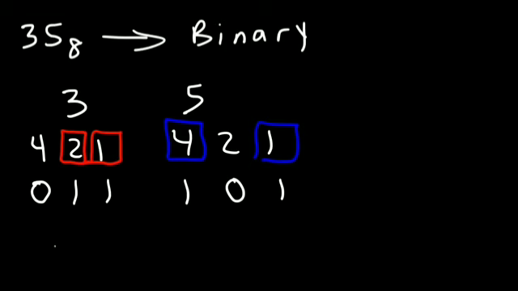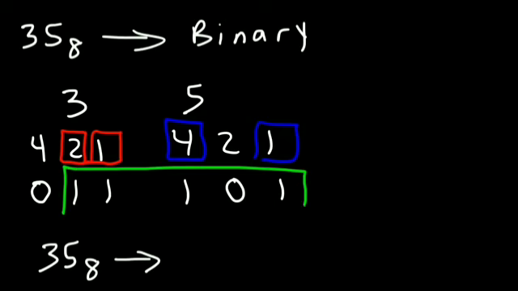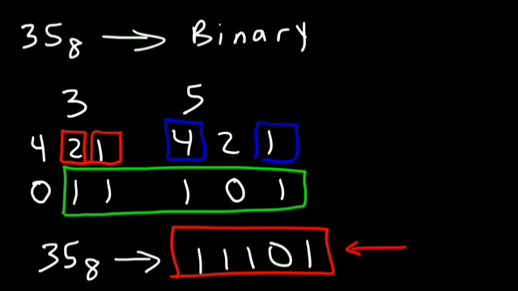And that's it. So 35 in the octal system, we can write it as, now here's the question, should we write it as 011101? Now, if you have a 0 in the front, you need to get rid of that 0. So therefore, we only need to use these 5 digits. So the answer is going to be 11101. So watch out for that. So this is the answer.